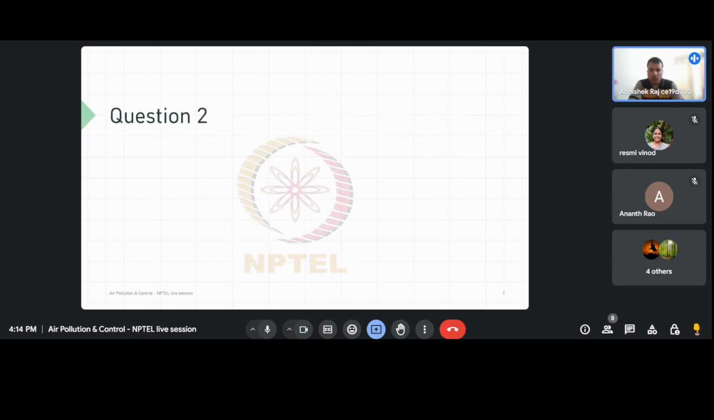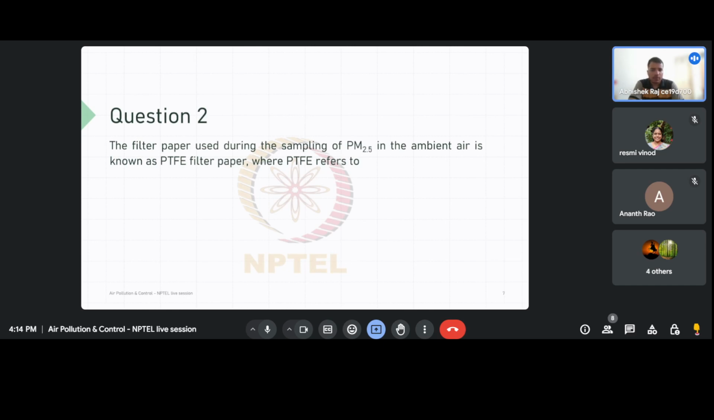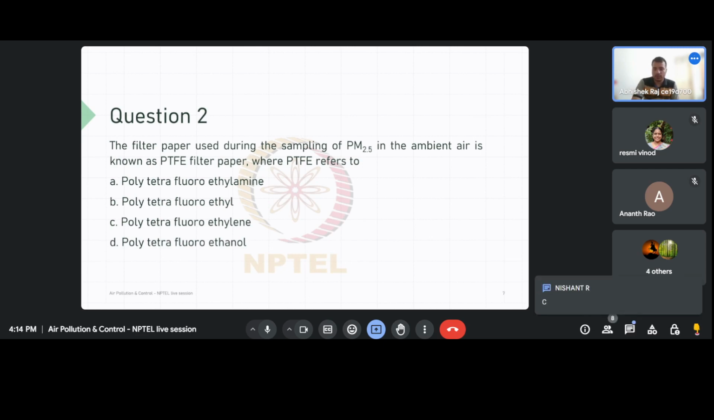Moving to question number 2 now. The filter paper used during the sampling of PM 2.5 in ambient air is known as PTFE filter paper, where PTFE refers to polytetrafluoroethylamine, polytetrafluoroethyl, polytetrafluoroethylene, or polytetrafluoroethanol.